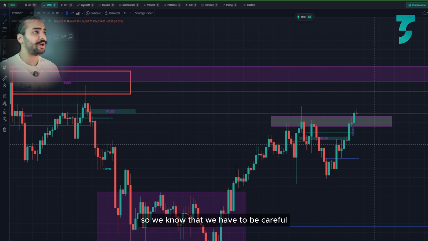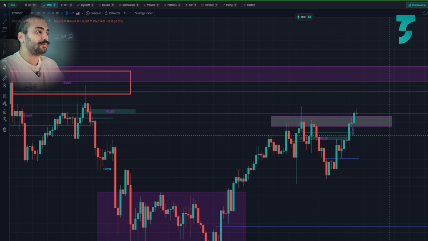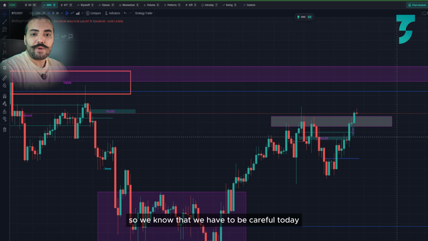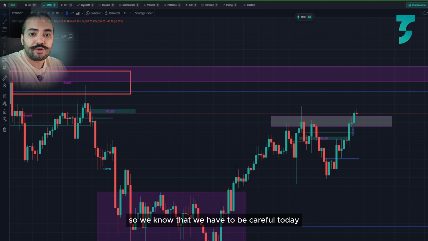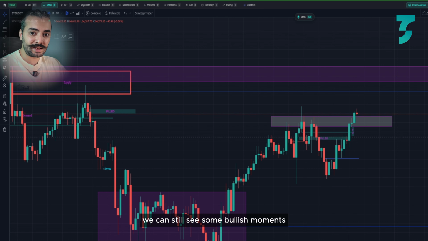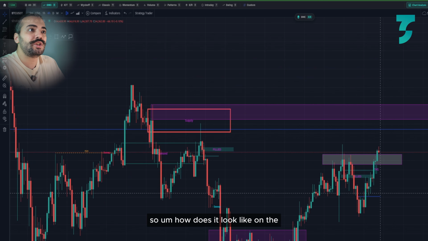So we know that we have to be careful today because the market is close to a very major block that can make a huge bearish momentum for us. But still, it's not there. So in the lower time frame, we can still see some bullish momentums. So how does it look on the 4-hour time frame?